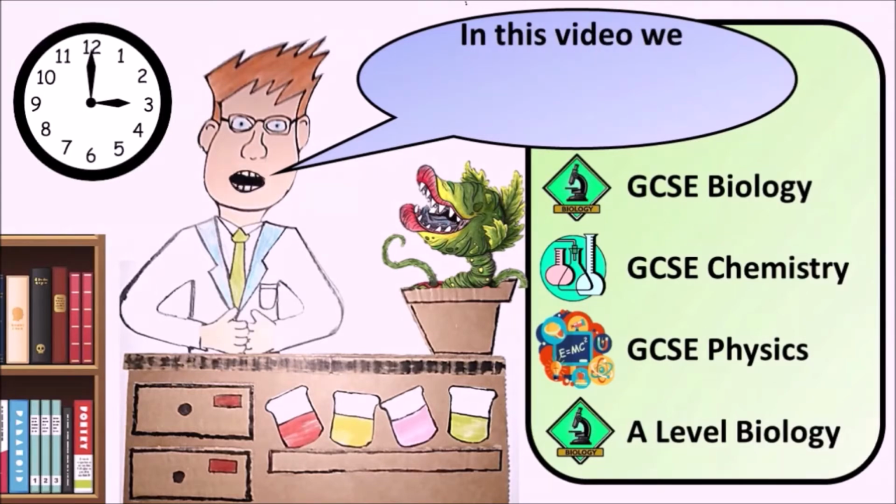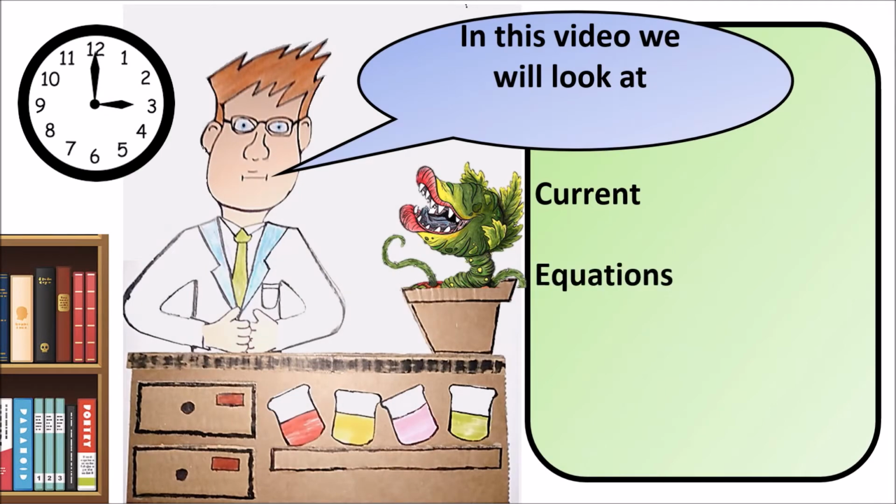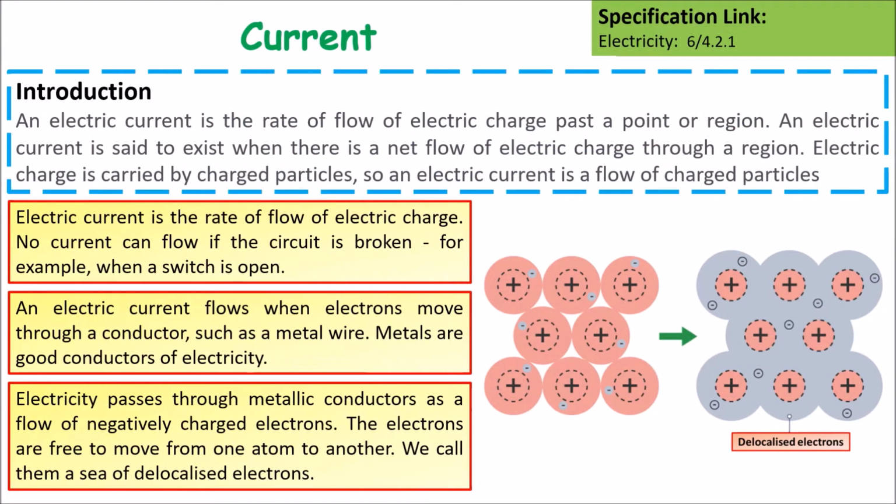In this video, we will look at current, the equations involving current, and current in circuits. So, the electric current is the rate of flow of electric charge past a point or region. An electric current is said to exist when there is a net flow of electric charge through a region. Electric charge is carried by charged particles, so an electric current is the flow of these charged particles. So electric current is the rate of flow of electric charge.